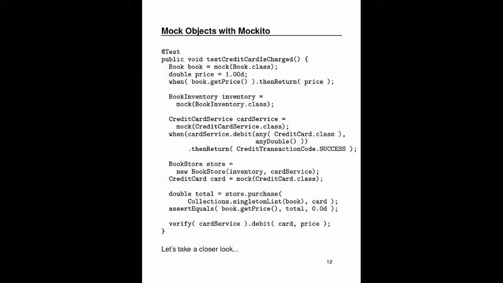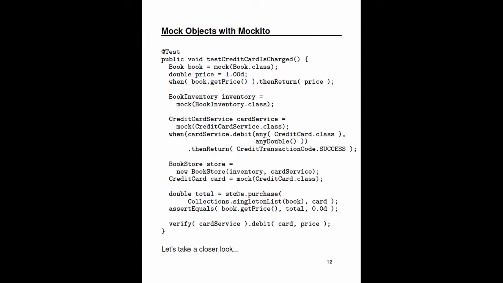Let's walk through an example of using Mockito. We're going to do the same thing that we did in the previous example. We'll walk through the code, and then we'll go back and look at some of the details. Actually, we're not going to do exactly the same thing. Instead of testing that the book was removed from the inventory, we're going to test that the credit card was charged the amount that I expected. Let's just skip down to the end. Right here, this code, starting when we create the bookstore, looks pretty familiar. We create a bookstore with the inventory and the card service.